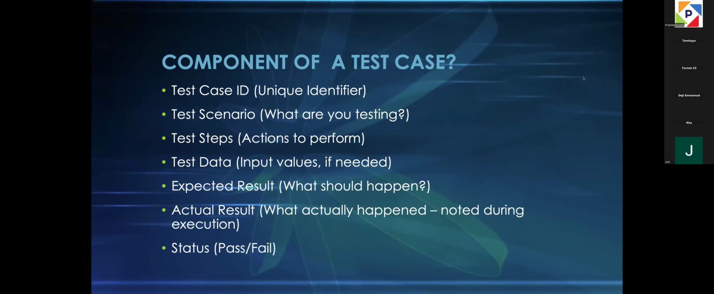So these are some of the key components of a test case, which is your test case ID, which is your unique identifier, your test scenario, what you are testing, your test steps, actions to perform, and your test data, input values depending on the particular feature that you are working on, and of course your expected result, what should happen, and your actual result, what actually happened. You have to note all this down during your execution when you are executing your test cases, and of course the status, did it pass or fail? Next slide, please.